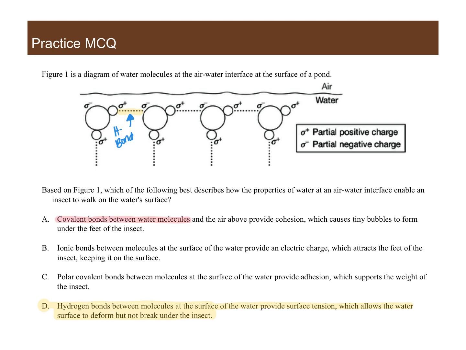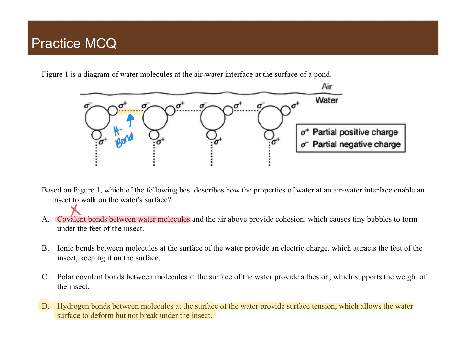For letter A, it starts off with covalent bonds between the water molecules, and I'm going to stop reading there. It is not covalent bonds between the water molecules. I don't even need to read the rest of the statement because those first 5 words are enough to tell me that that's not going to be a correct answer. For the next one, ionic bonds between the molecules at the surface of the water provide an electrical charge, which attract the feet of the insect, keeping it on the surface.